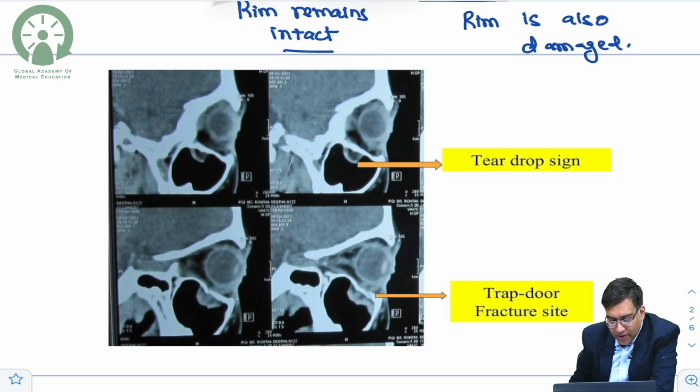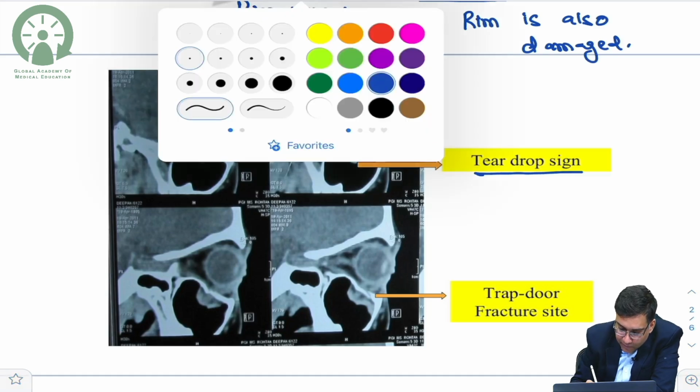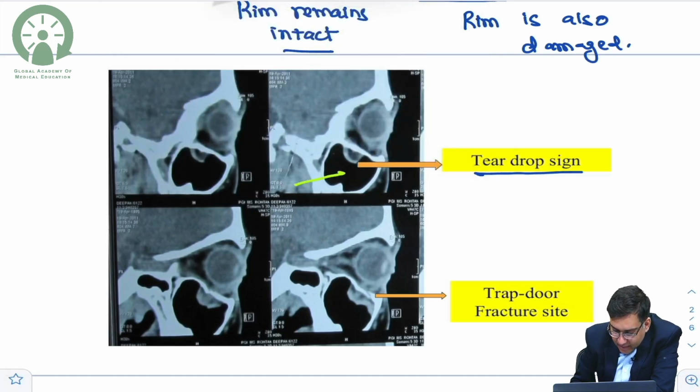Now in the blowout fracture, you can see these two images which specifically show you two important signs. The one here is called the teardrop sign. Now what is the teardrop sign? As you can see here, this is my maxillary antrum. So the intraorbital content has herniated into the maxillary antrum.